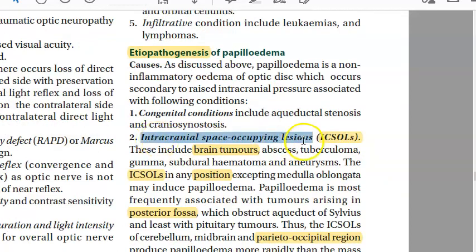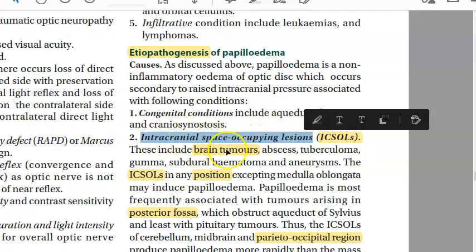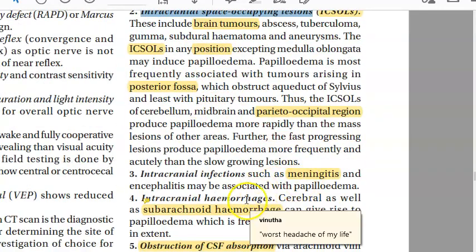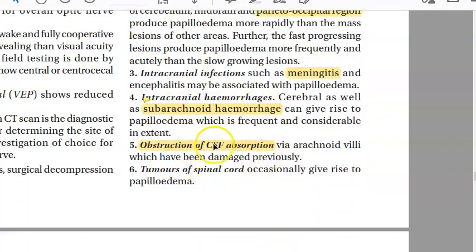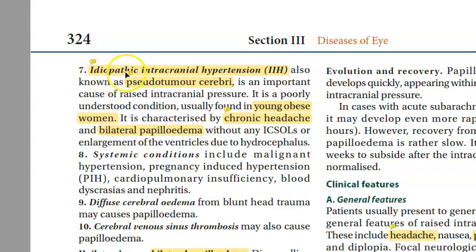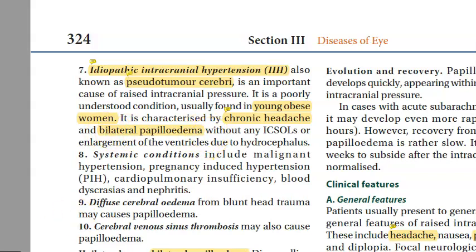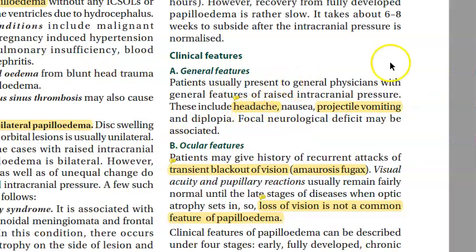Etiopathogenesis: space occupying lesions, intracranial space occupying lesions like brain tumors, right? Meningitis, subarachnoid hemorrhage, obstruction of CSF absorption. So basically intracranial pressure is raised, that's what you have to remember. Idiopathic intracranial hypertension, that means they don't know why. Pseudotumor cerebri, something like that. So the patient will have headache, projectile vomiting, transient blackout of vision, loss of vision.